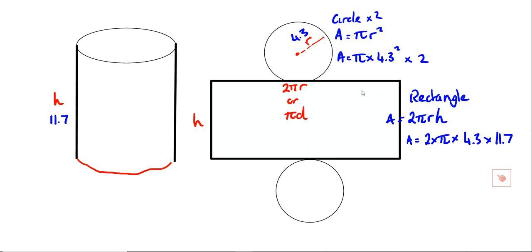So what are the answers then? Everyone should be doing it on their calculators. So, the area of the circles, so the circles is pi times 4.3 squared times 2, what do you get?